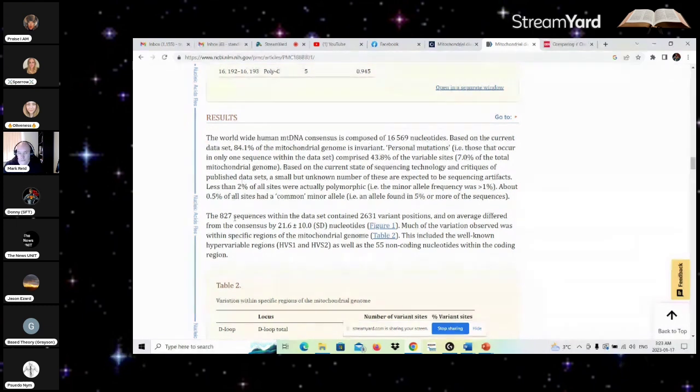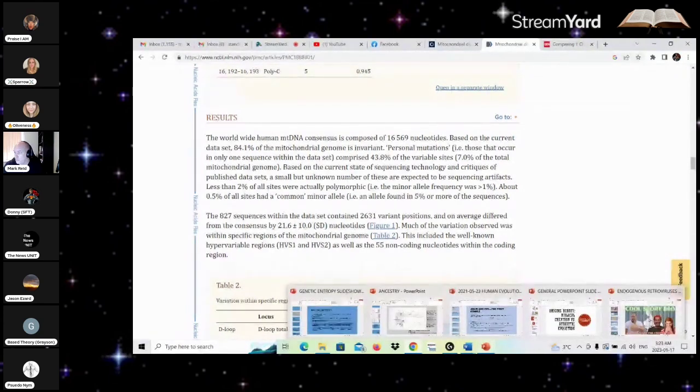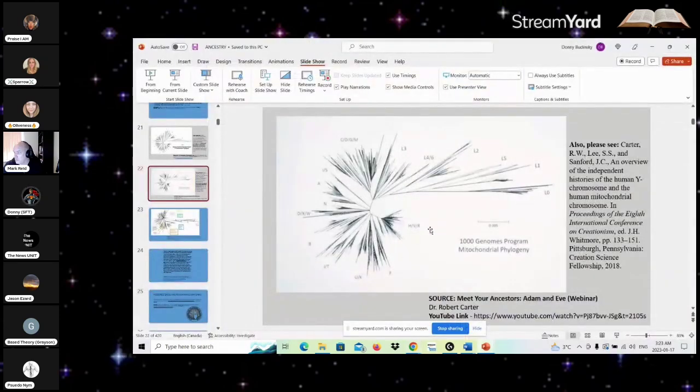So this is living mitochondrial DNA variety, basically. And so that's what's represented on the phylogenetic tree as well. Neanderthals are an extinct people group.